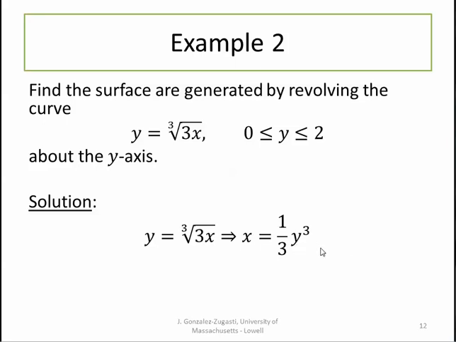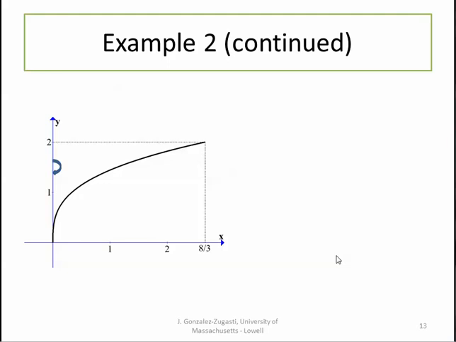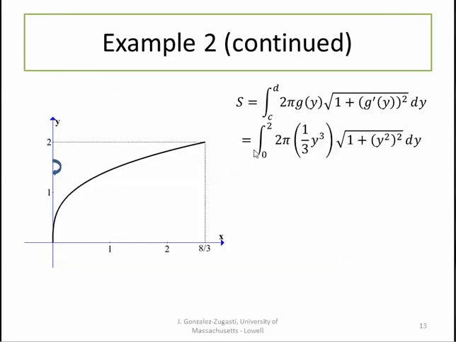And then once I have that, I need to know its derivative. So I get dx dy is equal to the derivative of this, which is y squared. I take that information and I plug it into our formula for surface area. Remember, we're integrating with respect to y, so our slices are going like this. So we're starting at y equals 0 and going up to y equals 2. So our limits of integration are 0 to 2. Then 2 pi, here's our function, times the square root of 1 plus the derivative squared.